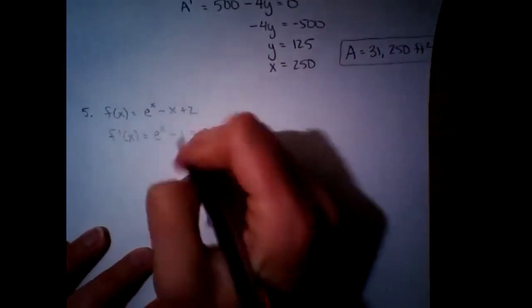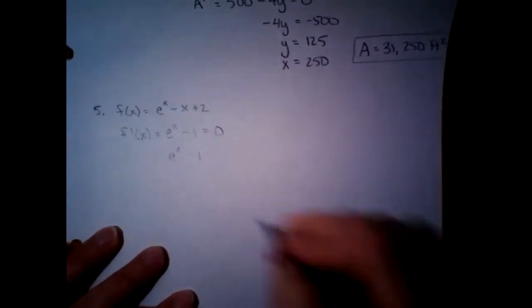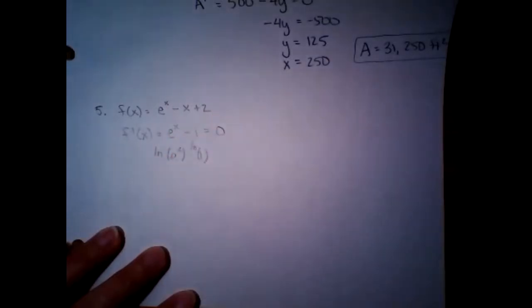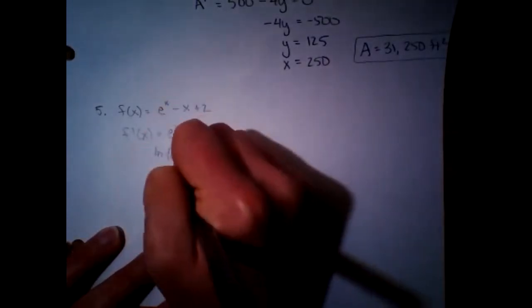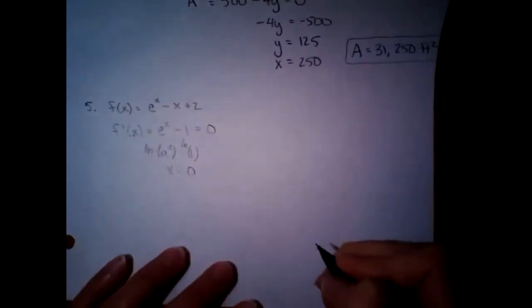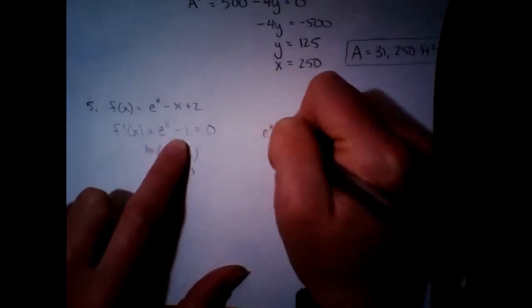So I will add over the 1, and then to get rid of e, we're going to do ln to both sides. So those cancel, we get x equals ln of 1, which is 0. So x is 0. So I'm going to make a number line for my derivative.